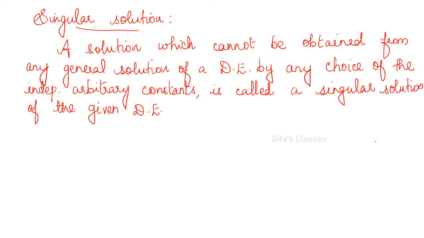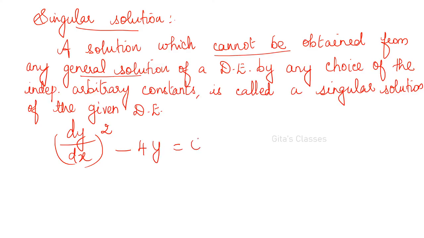Next, a singular solution means a solution which cannot be obtained from the general solution. That is important. A particular solution can be obtained from the general solution, right? Now a solution which cannot be obtained from the general solution of a differential equation by any choice of the arbitrary constants is called the singular solution. I'll give you one example. Consider the differential equation (dy by dx) the whole squared minus 4y is equal to 0. This is equation number 1, the given differential equation. Now the solution will be y is equal to (x plus c) the whole squared.